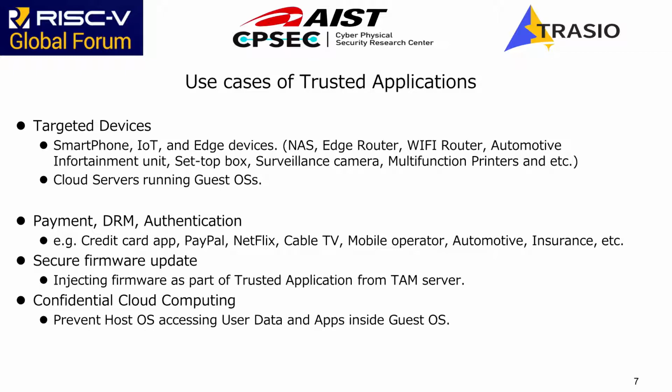And what TEE really does: if it's a payment system, it's credit cards, PayPal, and if it's DRM, it's video streaming, Netflix, cable TV, they need it. Authentication devices, such as smartphones, automotive, cars, or insurance systems, need authentication, and this is a typical usage of TEE. TEE is also used for updating firmware in a secure fashion from a remote server. We're going to talk about TAM and other terms in later slides. Also confidential cloud computing is something I explained with the data center running a guest OS.